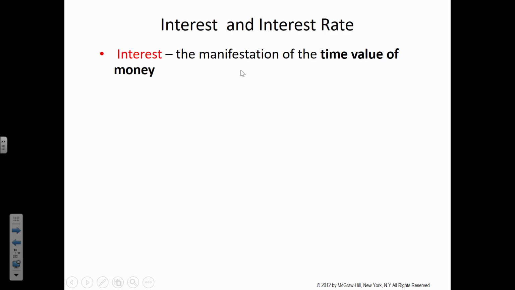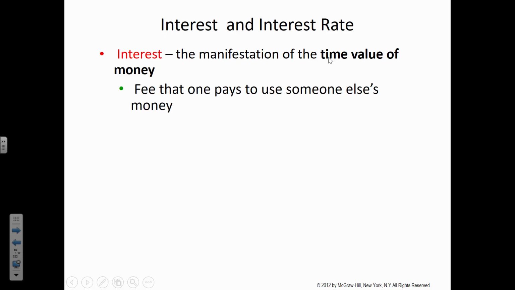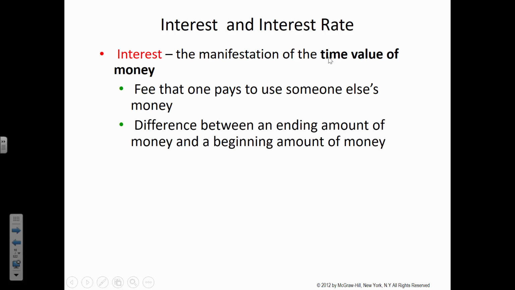So interest is a manifestation of the time value of money. It's just an acknowledgement that if I give you valuable dollars now and you're paying me back in the future, you've got to pay me extra. Because remember, those future dollars aren't worth as much as the dollars now. So you wouldn't want to receive the same amount in the future if each one of the dollars wasn't worth as much. So it's a fee that is paid to use money.